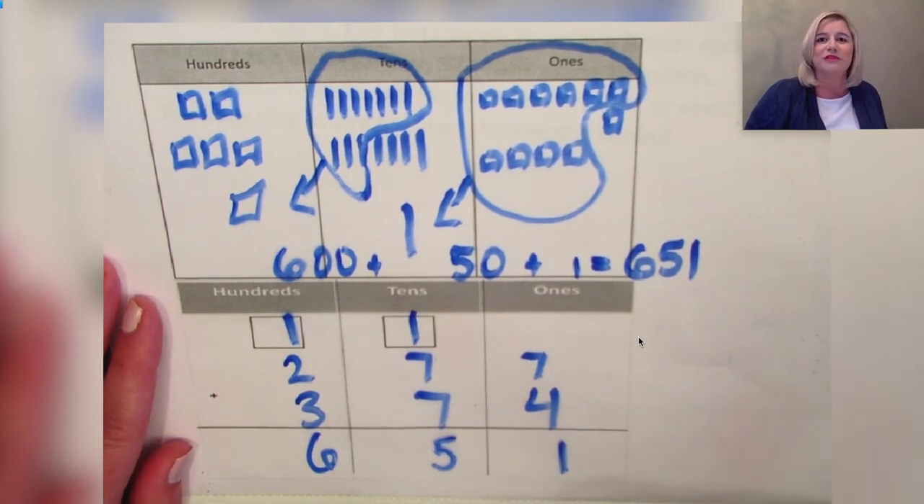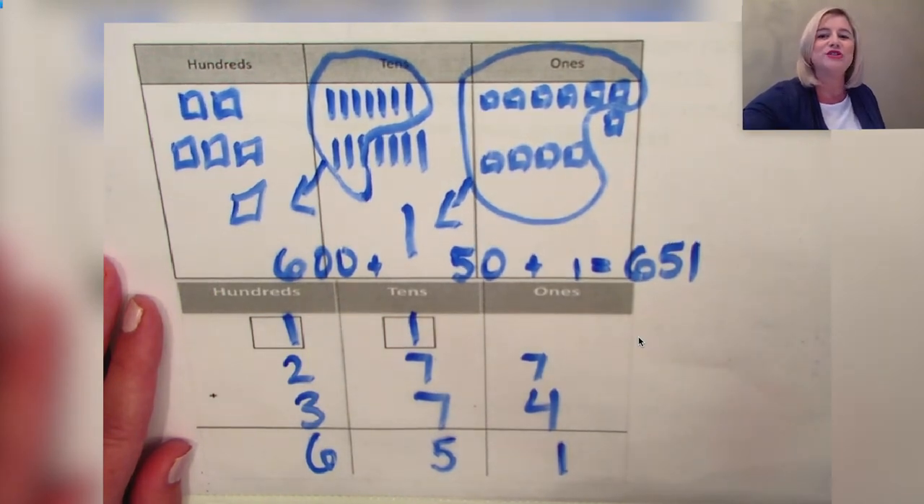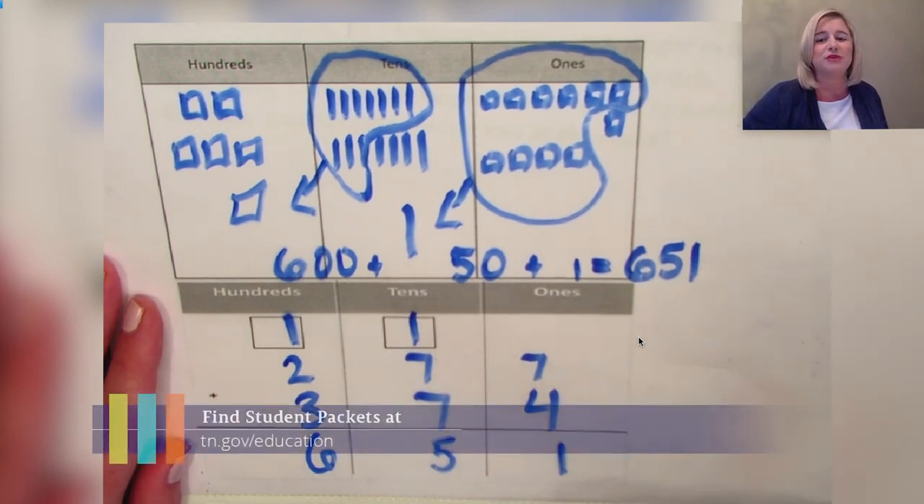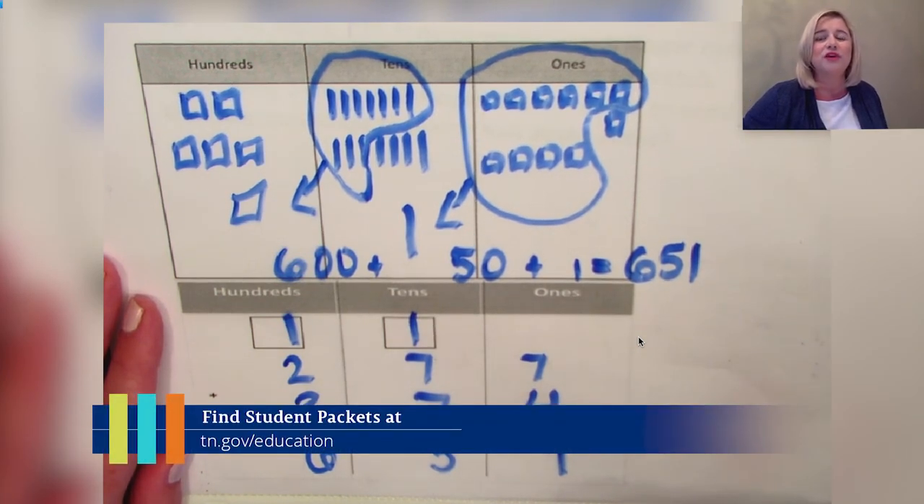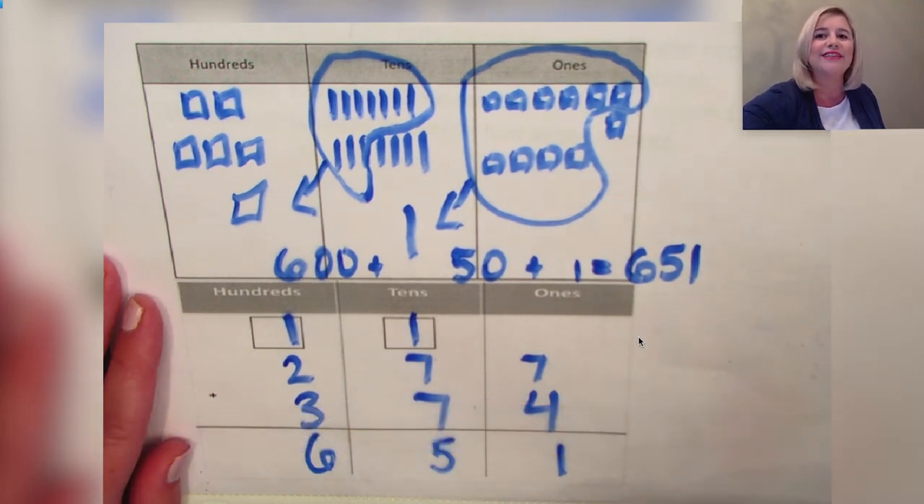So great work, mathematicians. Today we solved 3-digit addition problems while regrouping ones and tens. You sure did a great job. After the video, you will have some problems to practice on your own. You can find the student practice sheet for this lesson posted on our website at www.tn.gov/education. Good luck and do your best on the sheet.